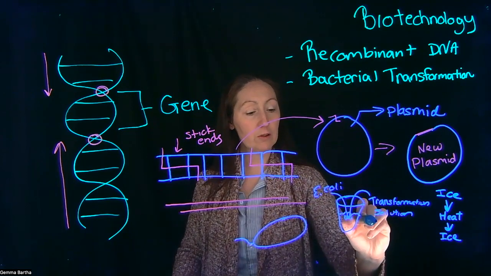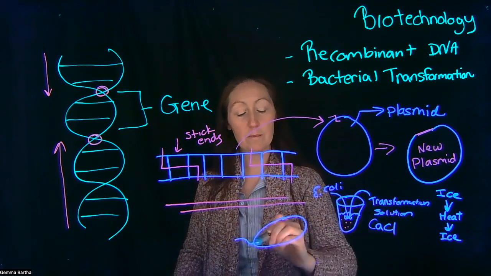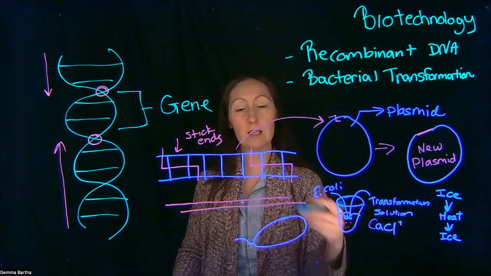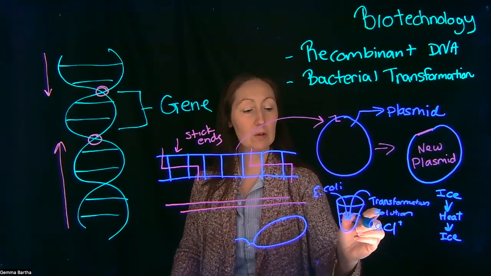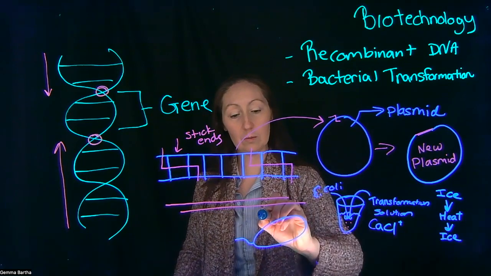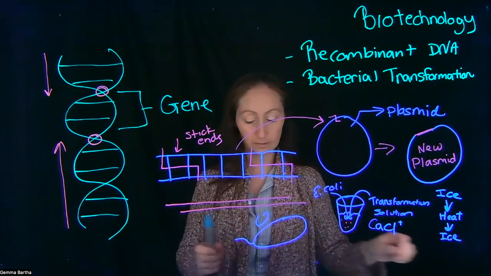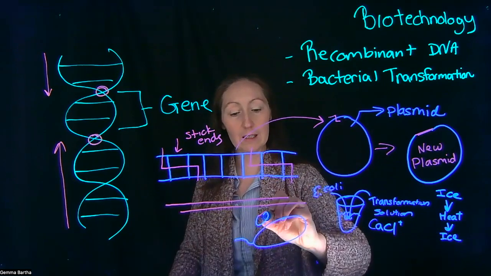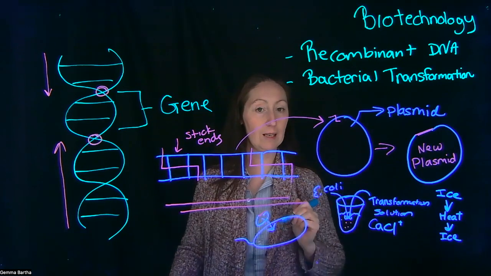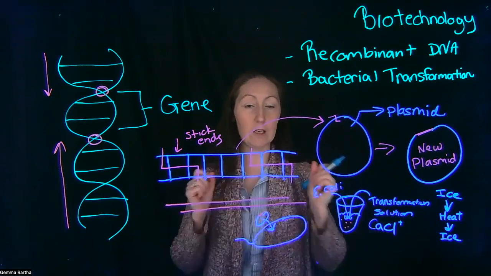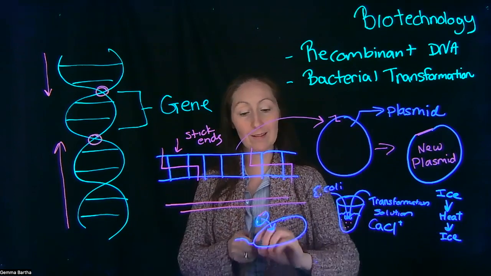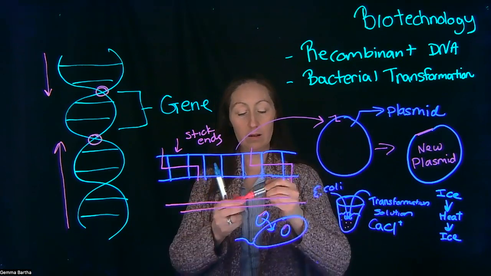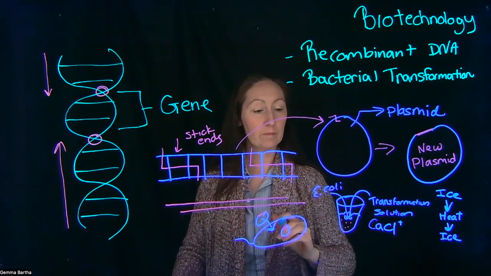And the transformation solution, so again, this is calcium chloride, that neutralizes the DNA. Calcium chloride has a positive charge. And as we know, bacteria is negative. So that's going to allow this new ring of plasmid to slip into the bacteria during the heat shock. And then the ice, it's going to close up those pores, and it's going to allow the plasmid to be inside our bacteria.